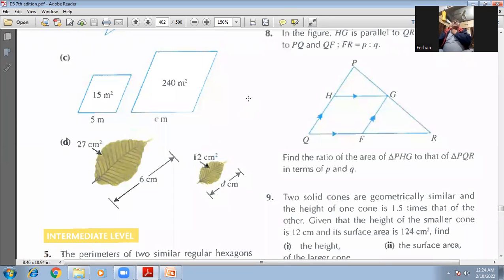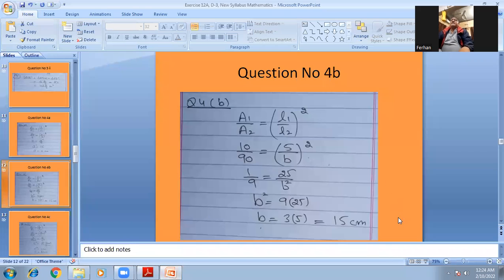Question number 4 and its C part. Area 1 is 15 meters square, length 1 is 5 meter. Area 2 is 240 meters square, and the length 2 is C meter, sorry, I said centimeter, C meter. So I can find out that length very easily.